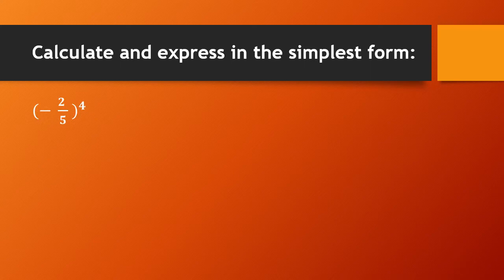In this exercise, (-2/5)^4. If we see that the power is an even number, we will cancel the negative sign, so it will be (2/5)^4. After that, we will distribute power 4 among the numerator and the denominator. It will be 2 power 4 over 5 power 4. It will be 16 over 625.